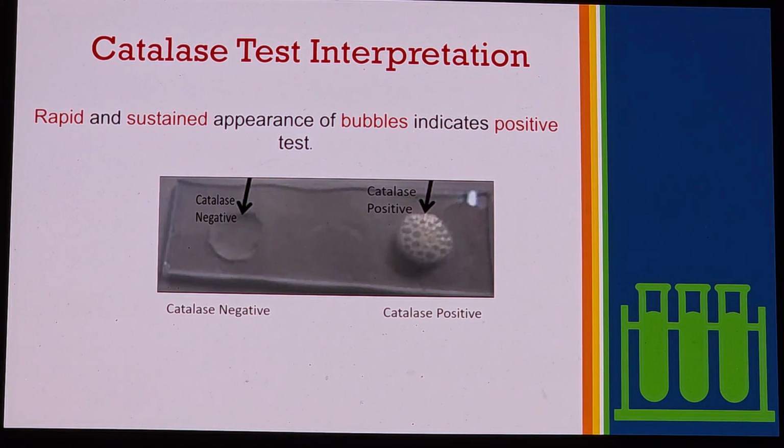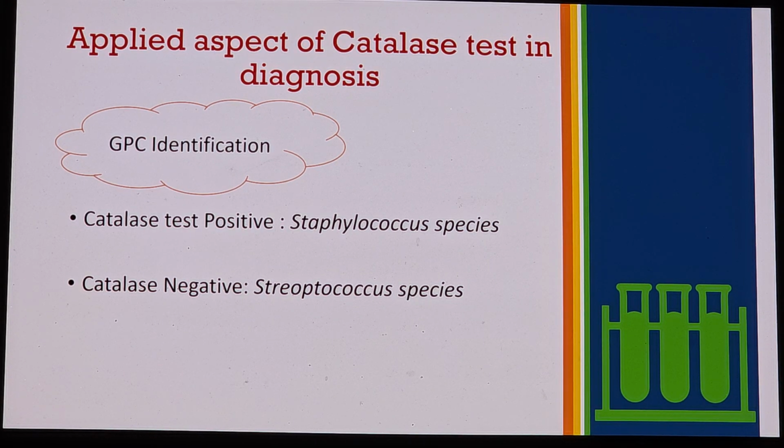Then what is the interpretation? Rapid and sustained appearance of bubbles indicates a positive test. On the right side, the test is positive, and on the left side, absence of bubbles indicates the test is negative. Applied aspect of the catalase test in the diagnosis of infectious agents: catalase test positive means the organism is most likely Staphylococcus species, and catalase negative means Streptococcus species.